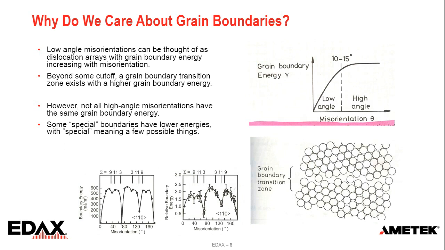And those are what are called special boundaries. I put special in quotation. But sometimes it's twin boundaries in materials. Sometimes they're described by what's called a coincident site lattice model boundary type. But the key thing is those boundaries will have different properties than random high angle boundaries. And EBSD is a good tool to identify those specific types of boundaries.